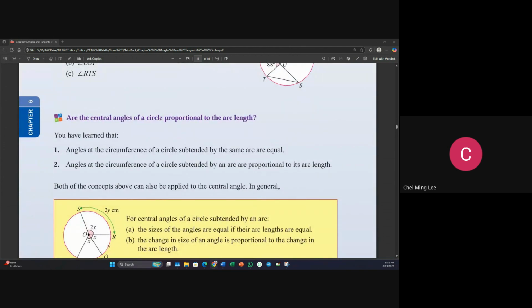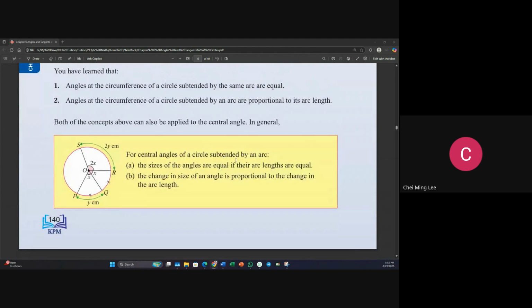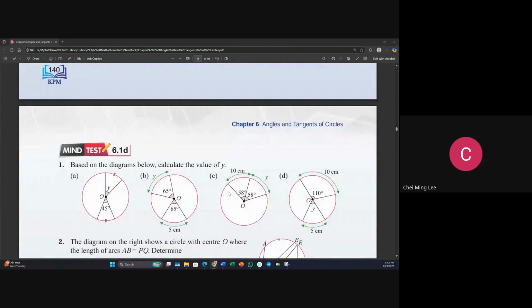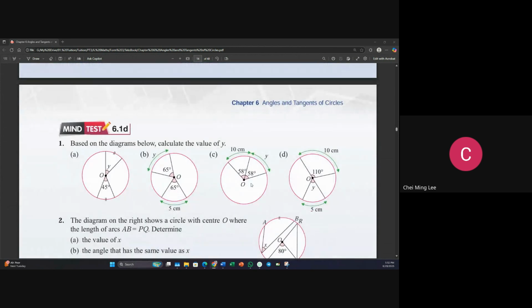Now, the central angle of a circle is proportional to the arc length. So what he's trying to say here is, let's say, if this one is 2y, this one is y. You see, this arc PQ is 2 of this. So it means that it is proportional, like just now the angle that we did, the ratio is similar. So if the arc length is double, of course the central angle will be double as well.